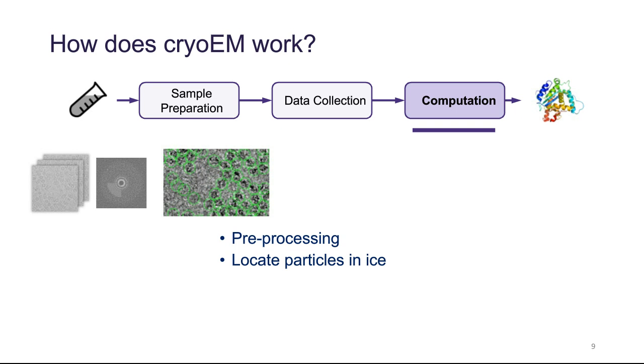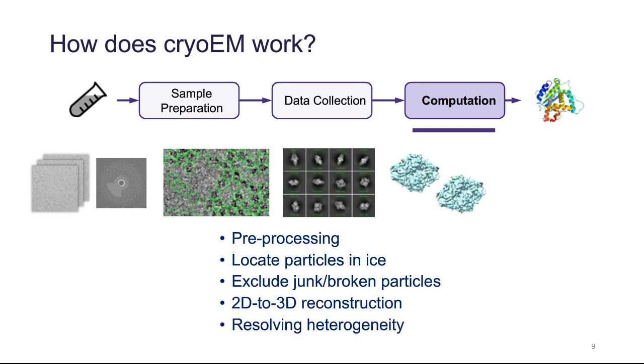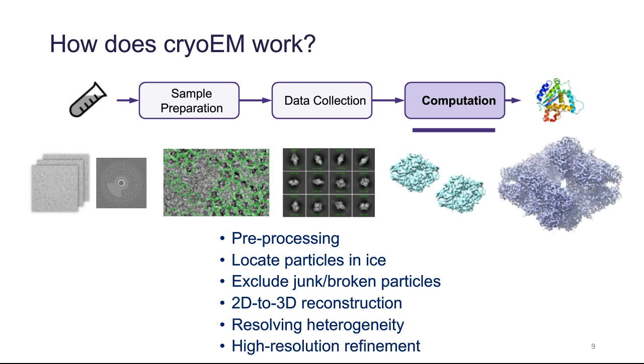Sorting, clustering, and curating those particles in 2 dimensions allows for the removal of most junk, and the remaining particles are then used for 2D to 3D reconstruction. We will discuss this core part of CryoEM in more detail later. Heterogeneity can also be resolved at this stage, and the best particles can be used for high-resolution refinement in order to recover ideally near-atomic resolution details of the target protein's 3D structure. These steps constitute the single-particle CryoEM workflow.